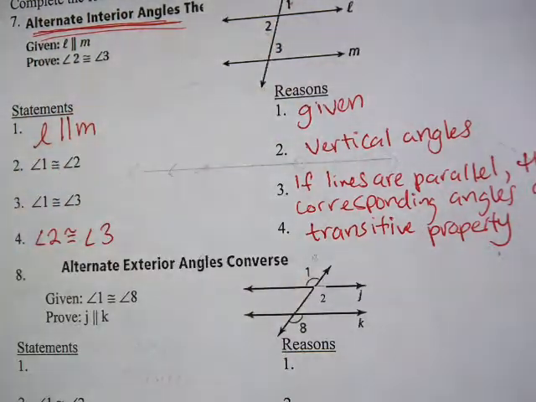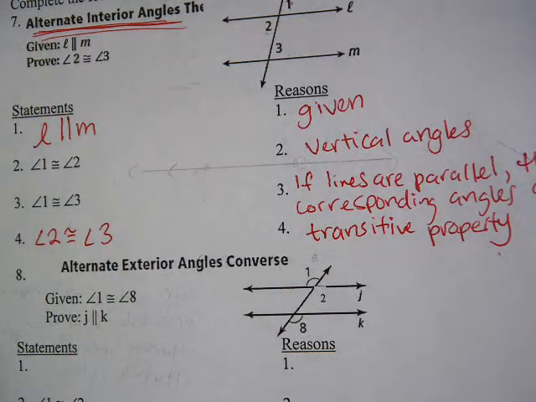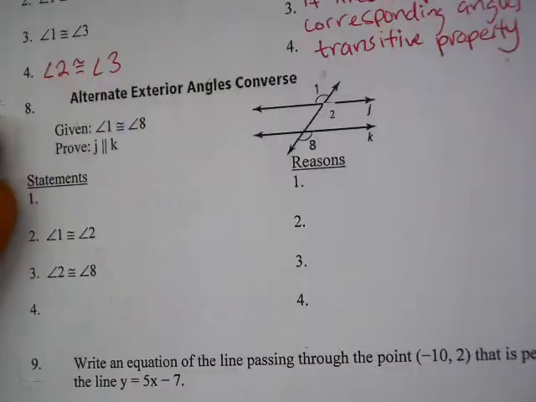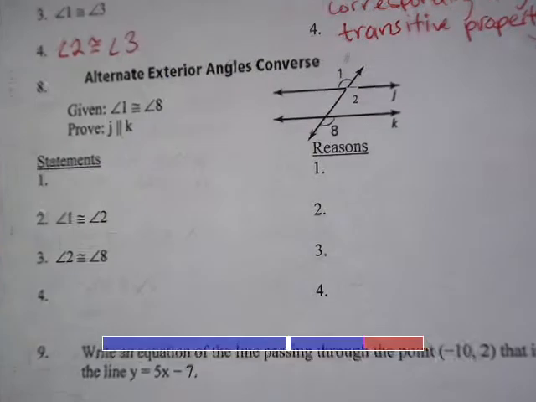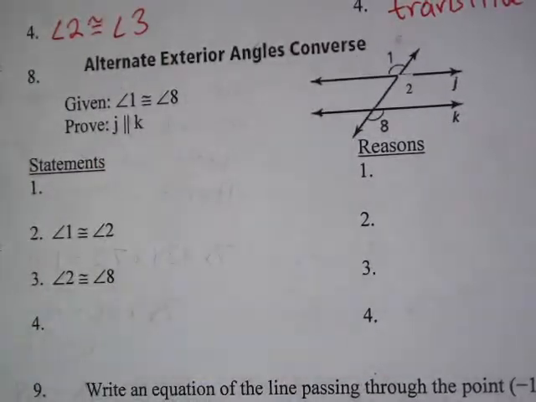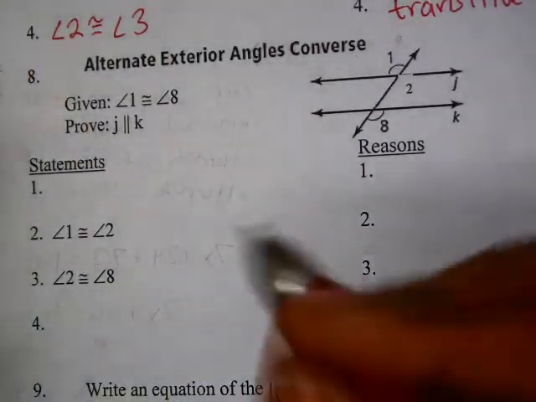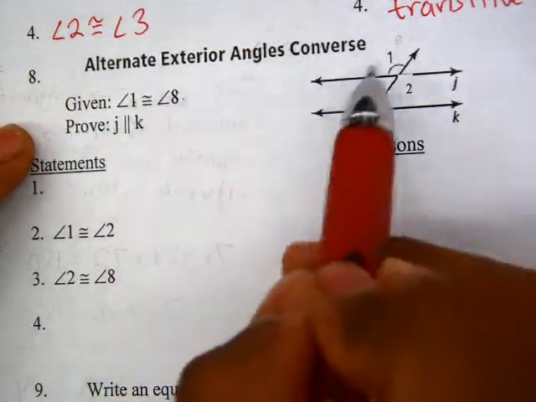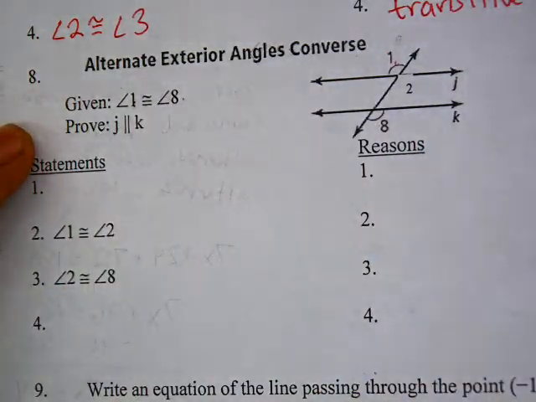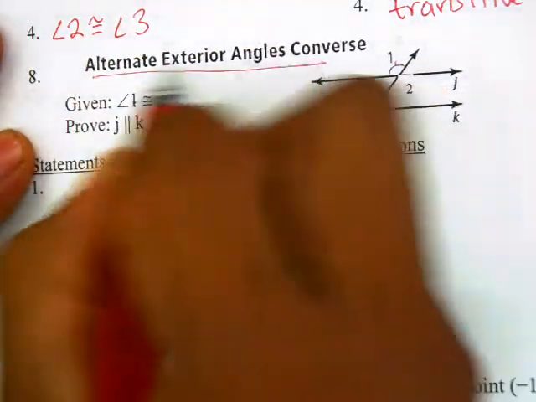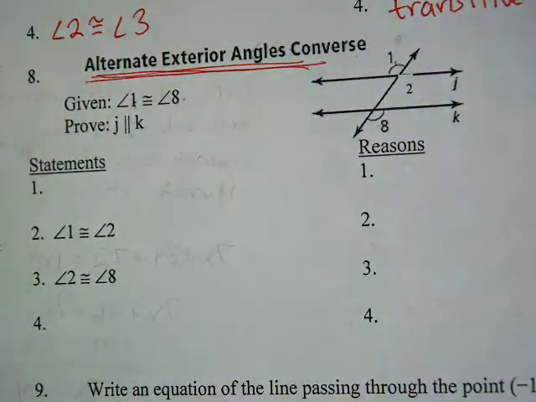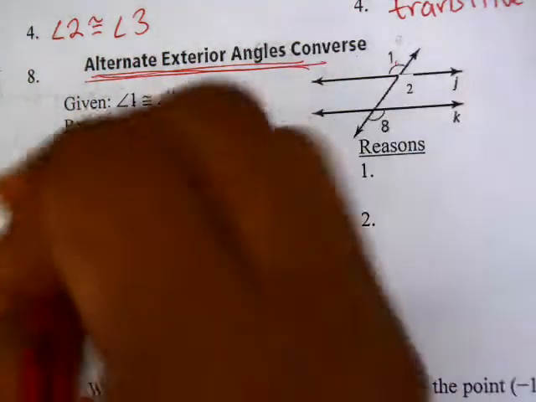So we show that these alternate interior angles are congruent if your lines are parallel. Number 8, we are using the alternate exterior angles for the converse, meaning going backwards. If you have two alternate exterior angles being congruent, you show that the lines are parallel. Again, we are not allowed to use alternate exterior angles. We start with our given statements.